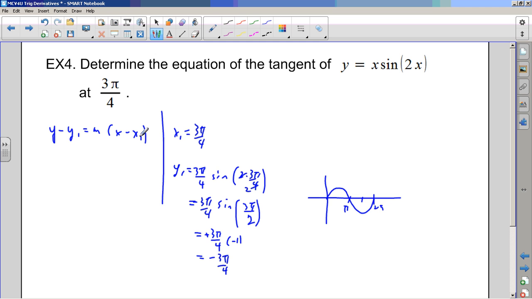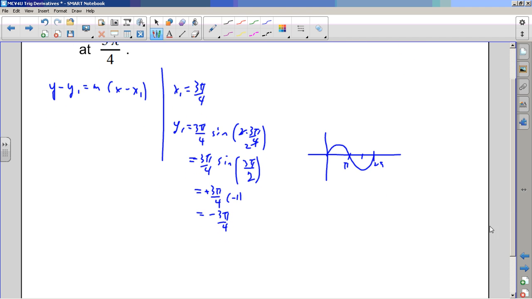x1 is 3 pi over 4. So now how do we get the slope? We've got to take the derivative, of course. So the derivative, where y is x sine 2x. This is a product rule.